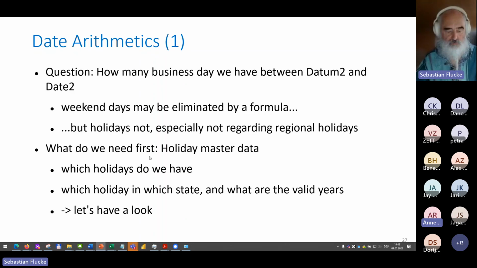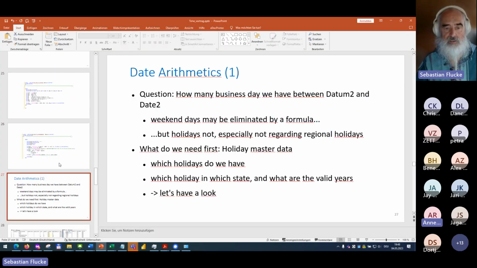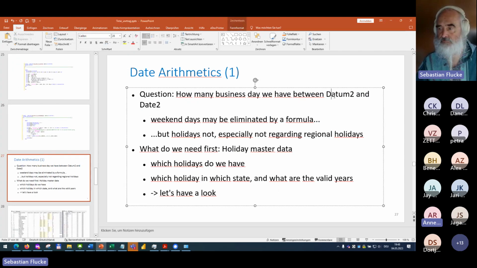Oops, it's a little bit confusing. I have to check that here because we have to talk about date 1 and date 2, to prevent confusing you. Save and back to presentation.